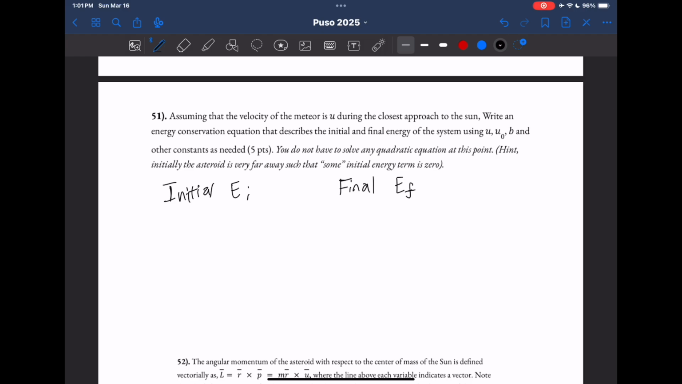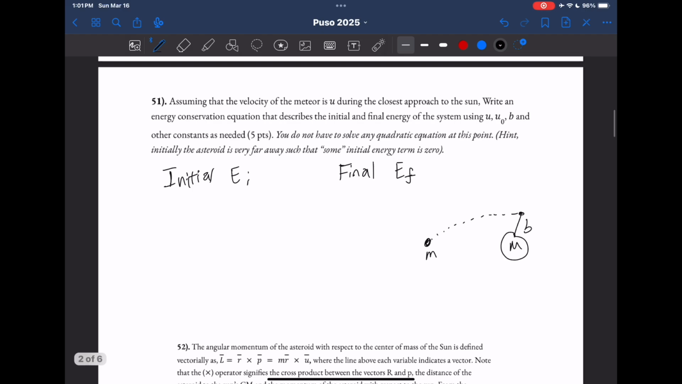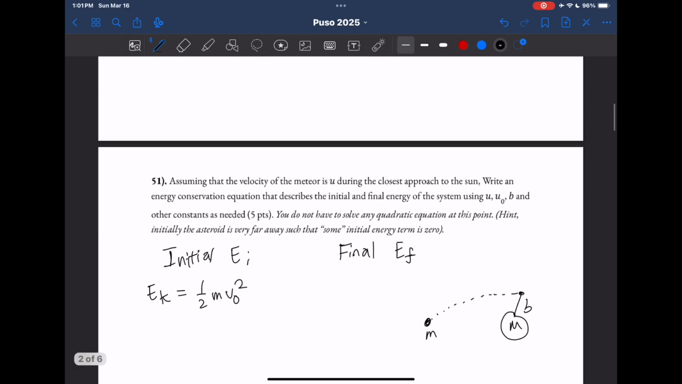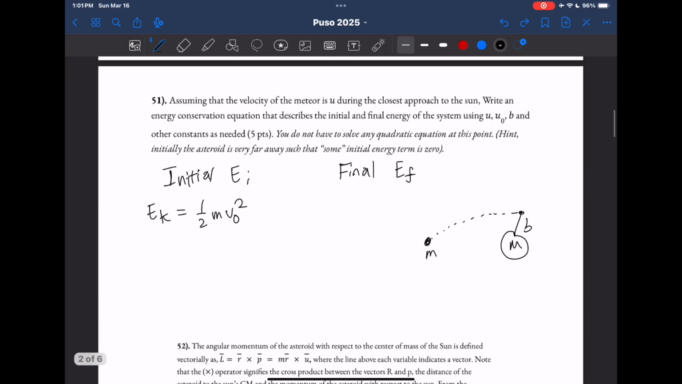All right, so initial energy, let's draw a quick picture. Initially our asteroid is right here, and it's going to follow this orbit and end up here next to a big mass M. So initial energy is that, we have some kinetic energy associated with the asteroid. So we can write that EK is initially 1/2 m u squared, because we have velocity u during the closest approach. So I think this should actually be u naught squared. And that's coming from the u naught we had drawn up here. Okay, so let's make this one u naught.